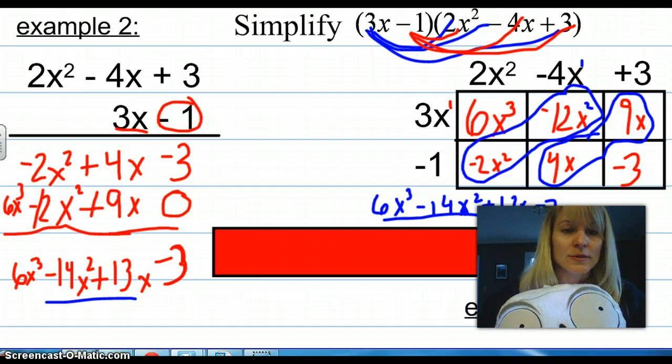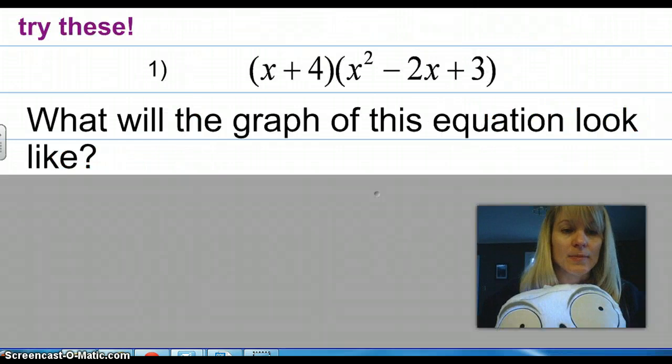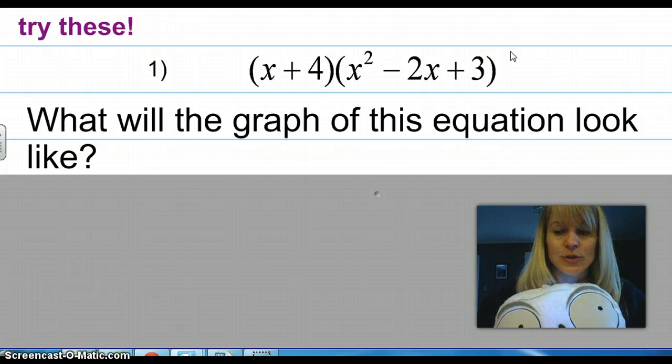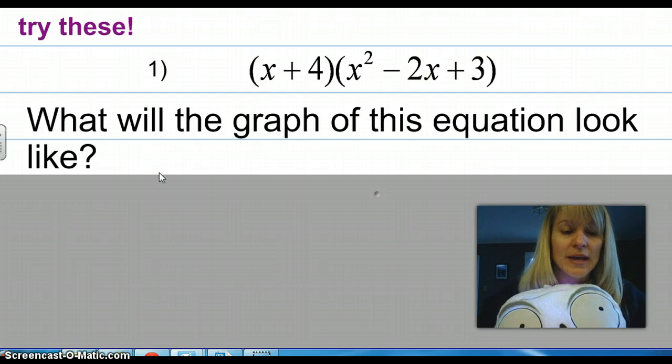So what I want you to do next is copy this problem down, choose one of the methods that I showed you, and complete it. Then I want you to take your answer and plug it into your calculator and describe what the graph of this multiplied out equation looks like.